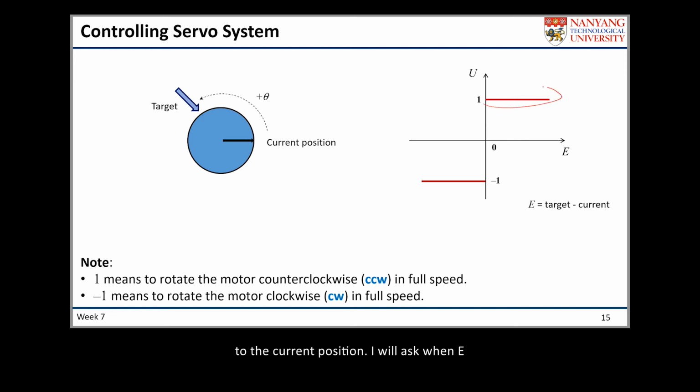When E is positive, I will give a command of 1 to the motor, where 1 here means the motor has to rotate at full speed in a counterclockwise direction. Otherwise, when E is negative, saying that the current position is in the counterclockwise direction relative to the target, the controller will ask the motor to rotate in a clockwise direction, again at full speed.